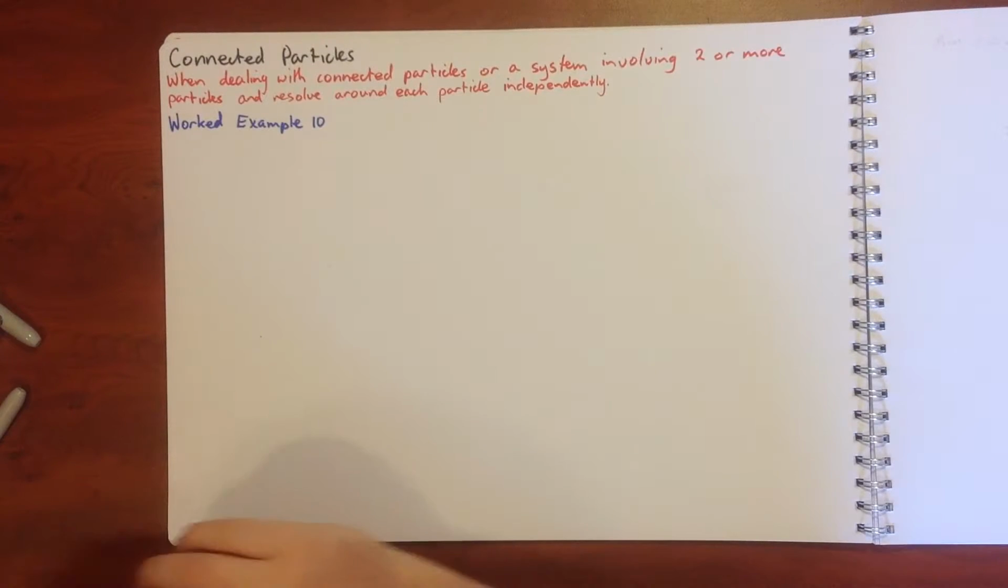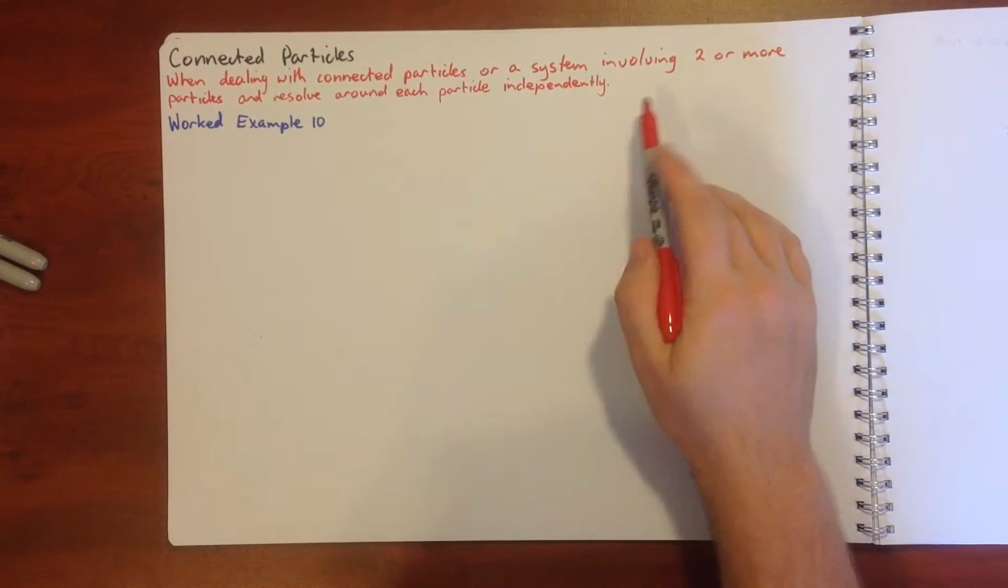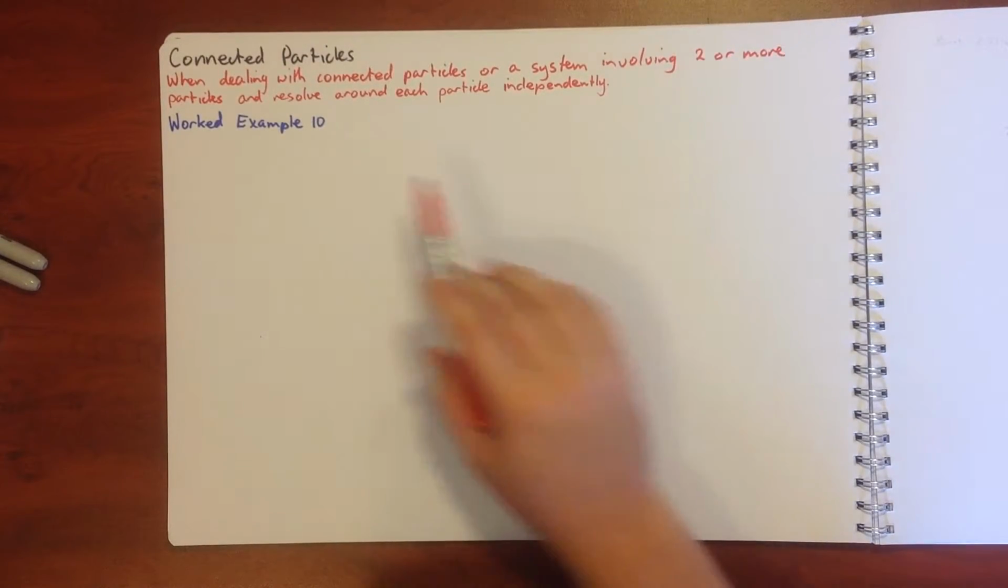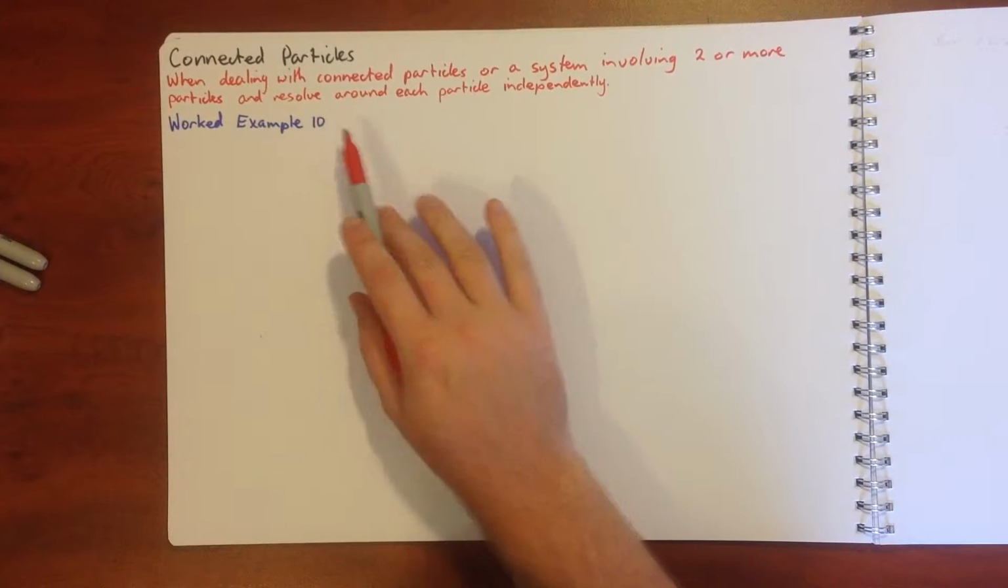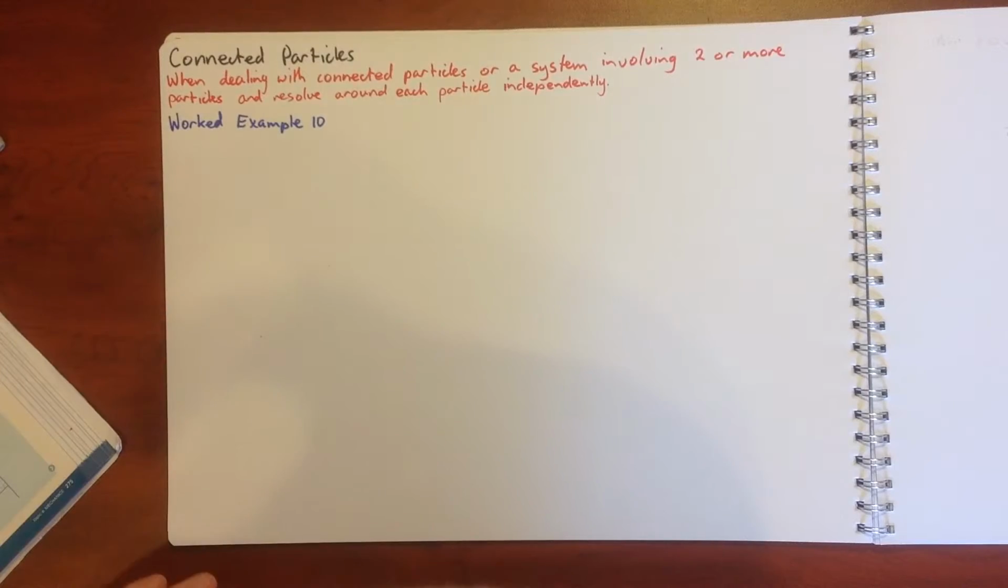So we'll keep moving on. We don't have too much more to go, but we now need to talk about connected particles. When dealing with connected particles, or a system involving two or more particles, we need to resolve around each particle independently. So we're going to have a look at worked example 10.